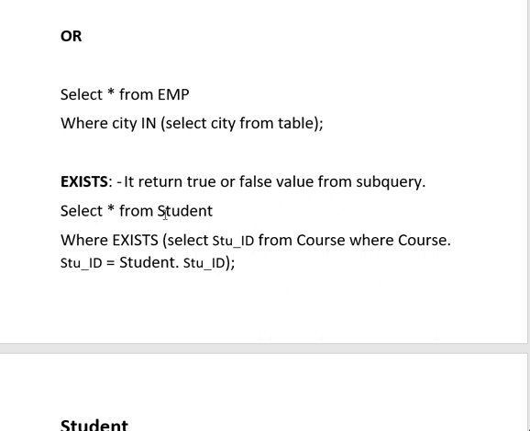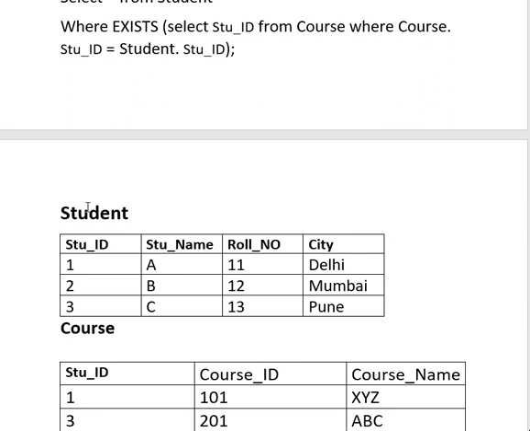The outer query compares each row to the inner row. If it exists, if it is true, then according to that it gives me the result. For example, I have two tables, student and course, and this is my outer query and this is my inner query. My outer query will check each row in the inner query, whether it exists or not. For example, student ID first: does it exist? Yes, it exists, it's true, so it's going to give me the result.